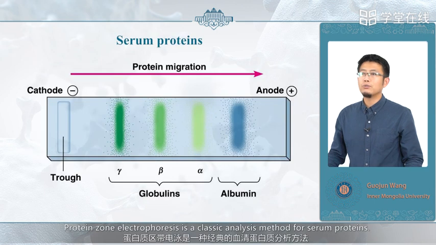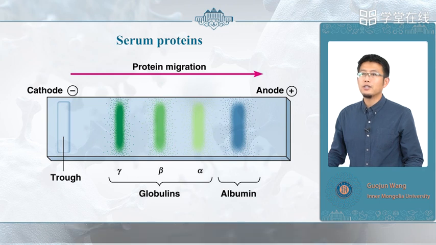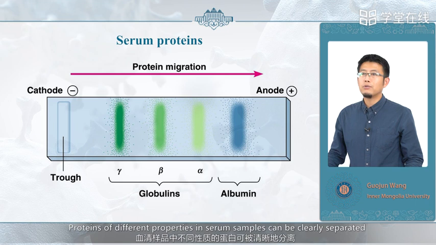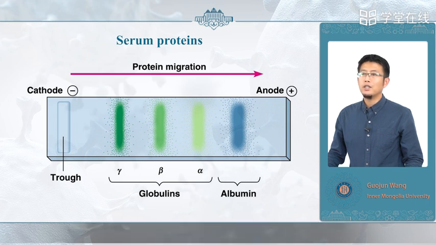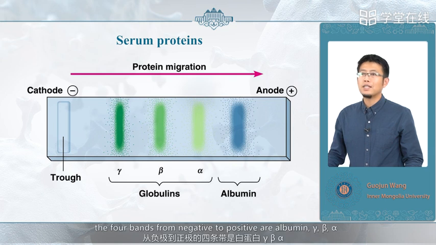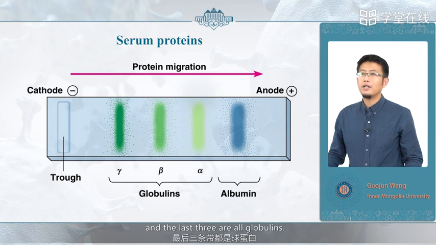Serum protein electrophoresis is a classic analysis method for serum proteins. Proteins of different properties in serum samples can be clearly separated to form different zones. Its chemical structure is highly uniform, so its electrophoretic mobility is very constant. Generally speaking, the four bands from negative to positive are albumin, gamma, beta, and alpha, and the last three are all globulins.